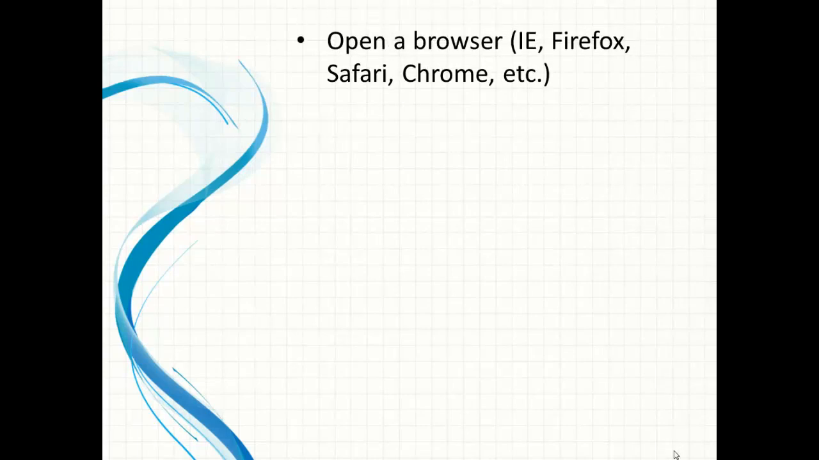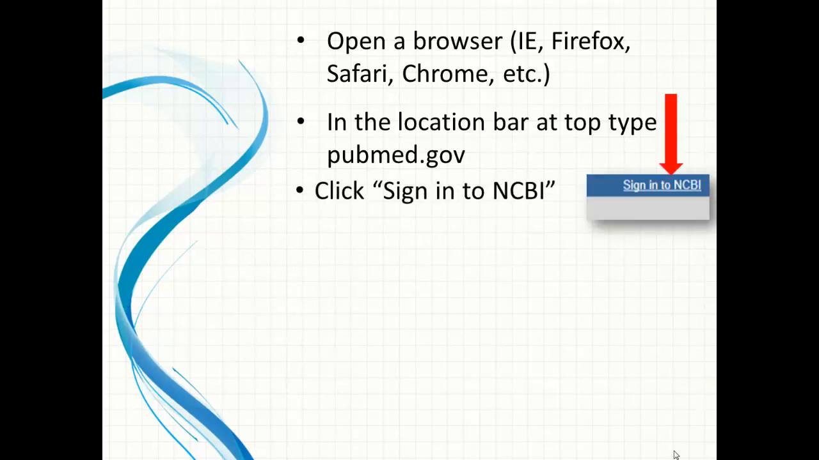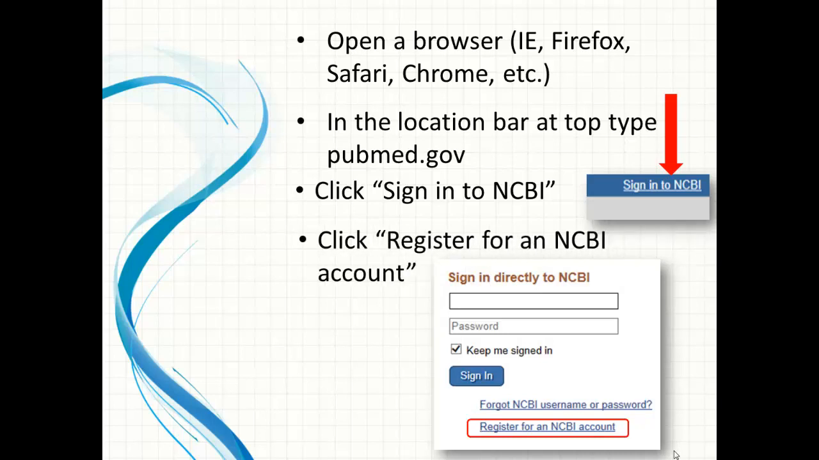If you do not already have a MyNCBI account, you can register for one for free and link it to your ERA Commons account. To do this, start the browser you normally use and go to PubMed by typing pubmed.gov in the location bar at the top. Then press Enter. You will be directed to the PubMed homepage. Click the Sign In to NCBI link in the upper right-hand corner of the screen. On the resulting page, click the Register for an NCBI account link under the Sign In button.